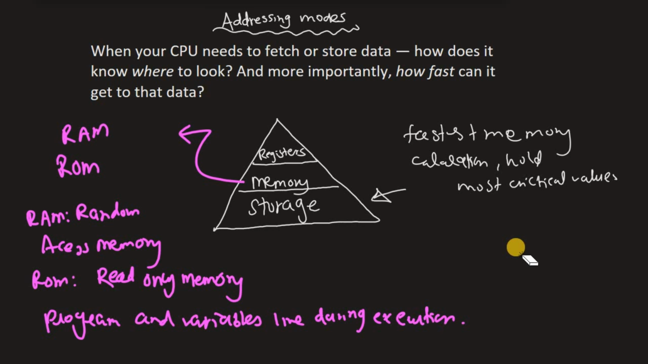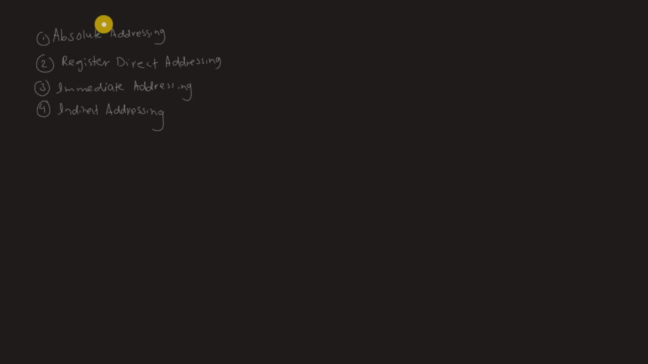So let's talk about the four types of addressing modes. The first one is absolute addressing, the second is register direct addressing, the third is immediate addressing, and the fourth is finally indirect addressing. I will go over each of them one by one.